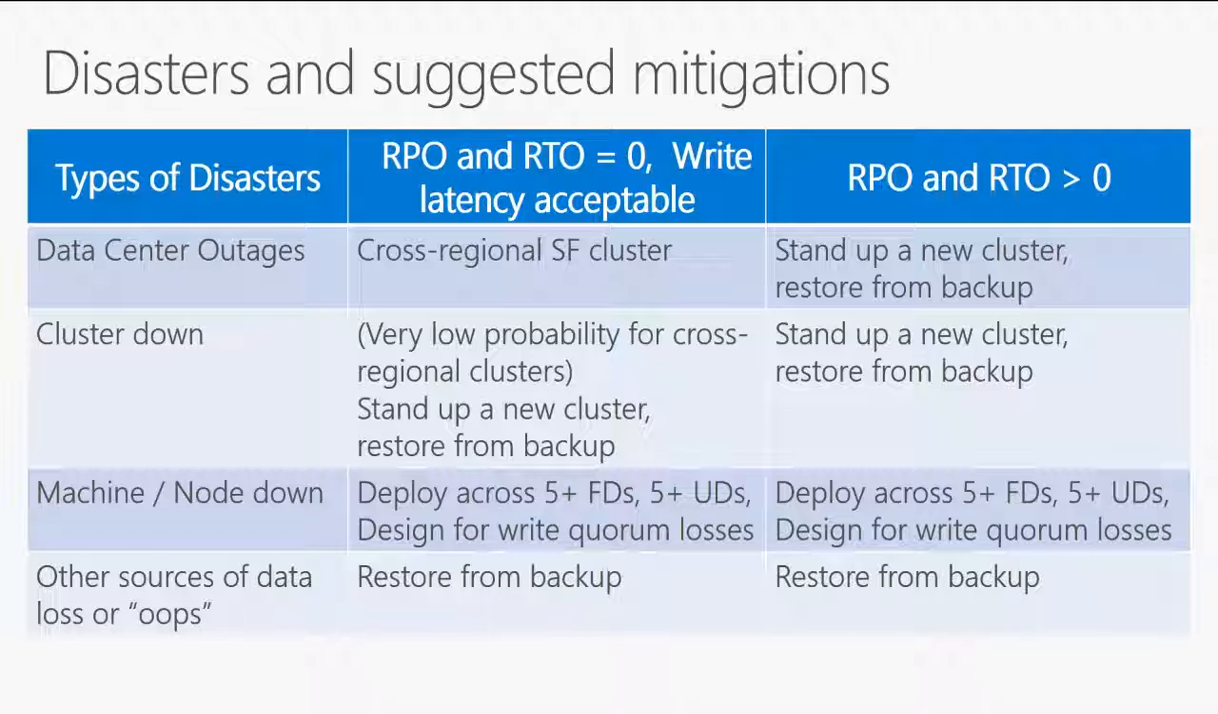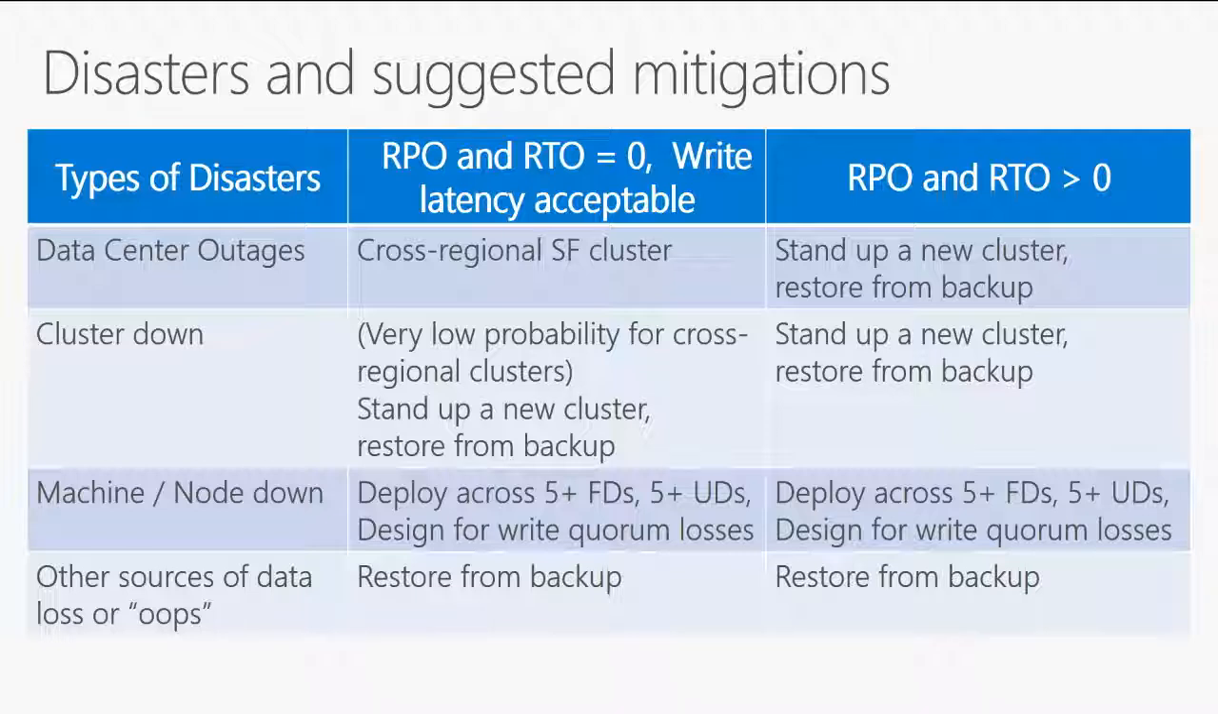In Azure, you get 5 FDs and 5 UDs. If you're a cross-regional cluster, then basically you are now looking at 15 UDs and 15 FDs. So the probability of you losing a quorum of those machines or replicas is low. But being a paranoid person, I would still say you should design your application in such a way that you expect a write quorum loss. That's something you should plan for.